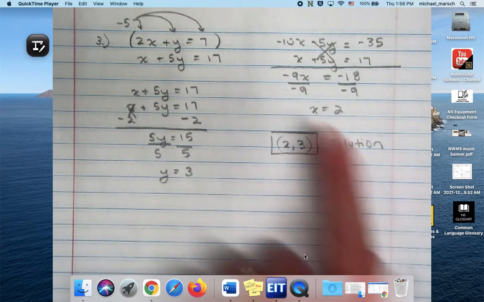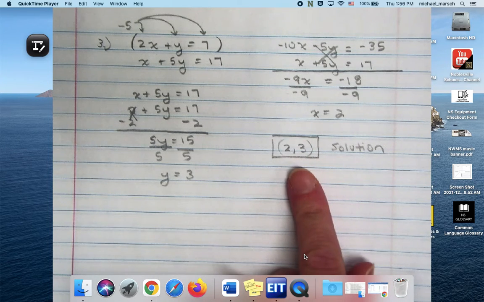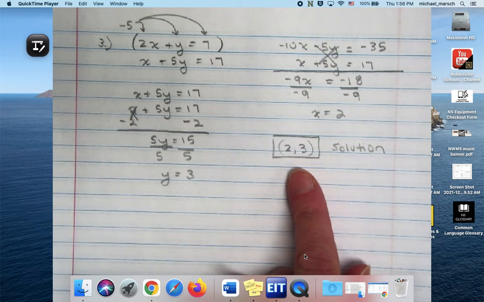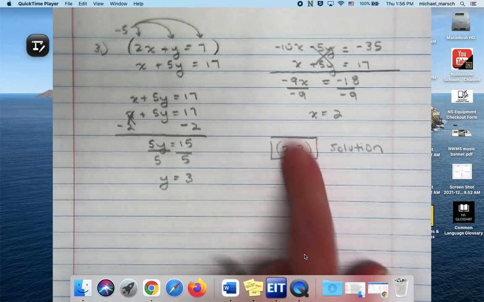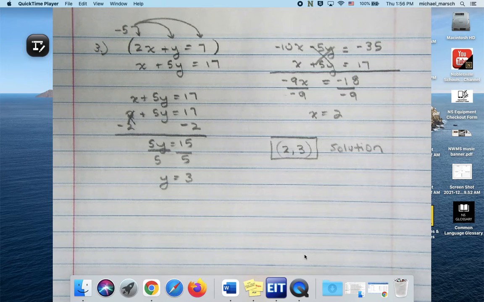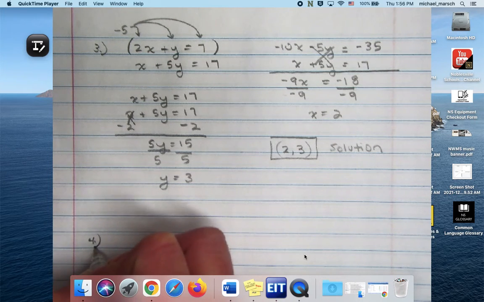What does that (2, 3) represent? What does this ordered pair mean? That's the pair that works with both equations. It works for both equations, and then someone else said it's where they intersect, if I were to graph both of those lines, right? Both correct answers. Okay, here's another one. You're going to do this by yourself.